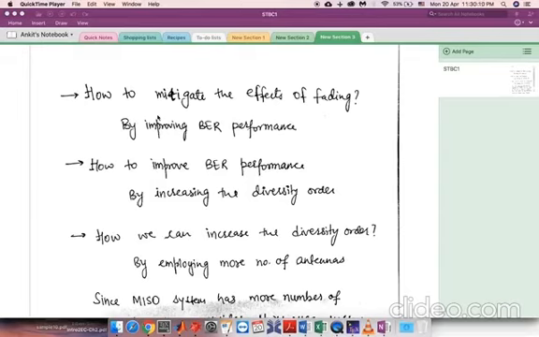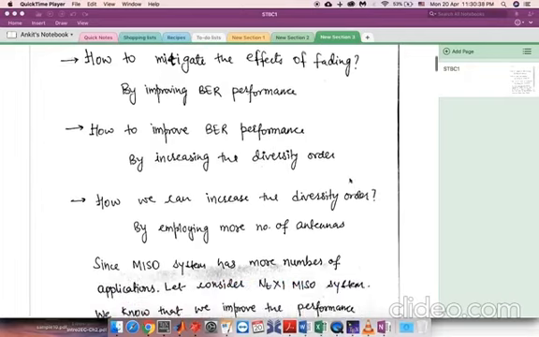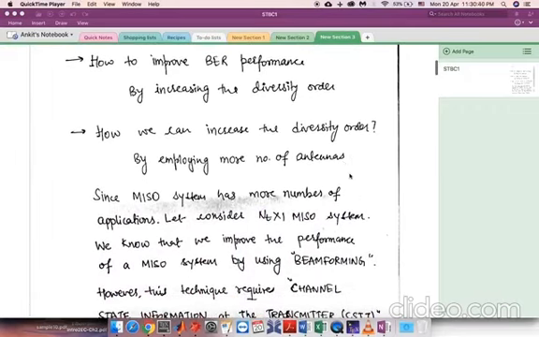So, let me explain how to mitigate the effect of fading. I hope all of you are aware of what fading is. It's a noise in a wireless communication system, or we can say a multiplicative noise. It's quite obvious that improving the BER performance helps us mitigate the effects of fading. At the same time, if we increase the diversity order, we can improve the BER performance. Then my next question is how we can increase the diversity order.